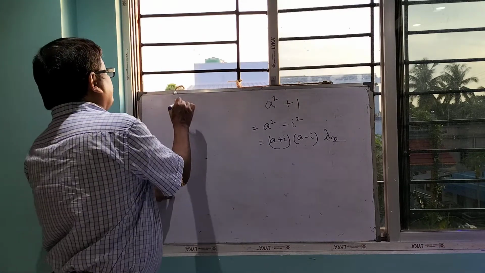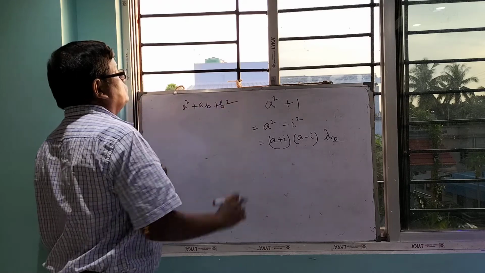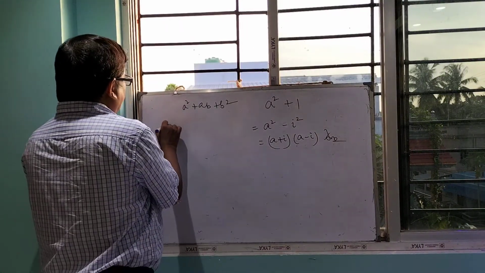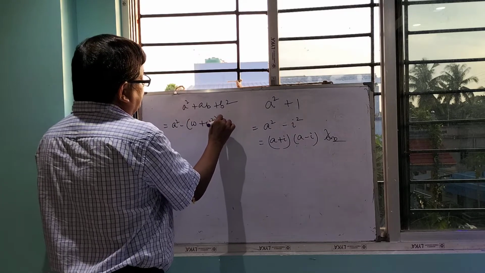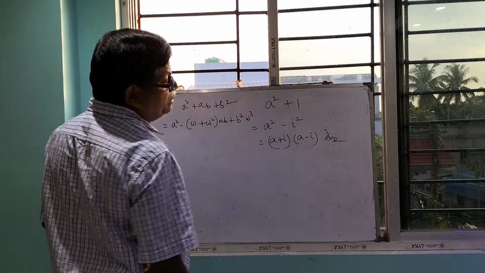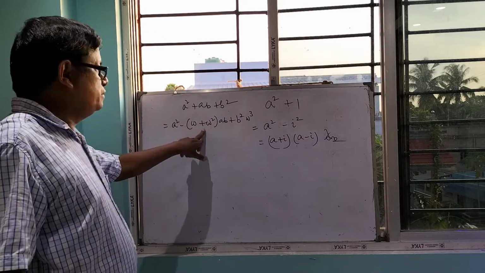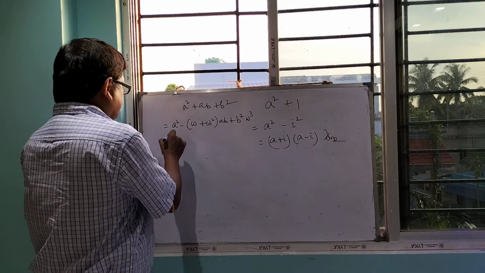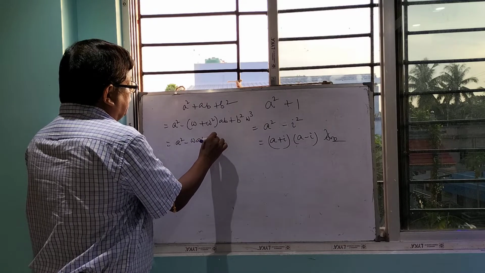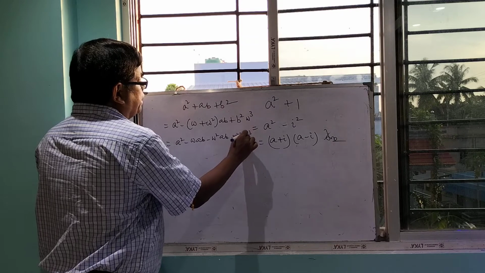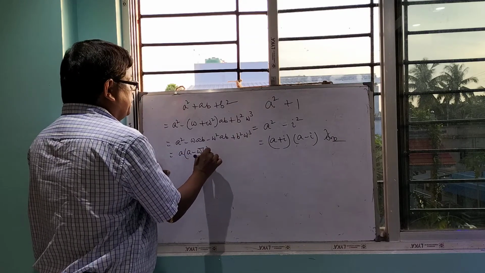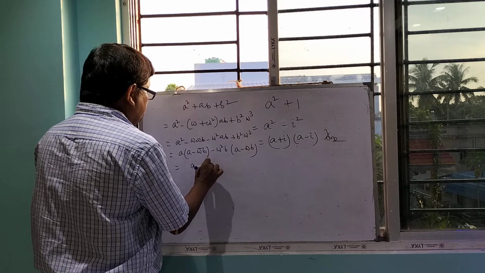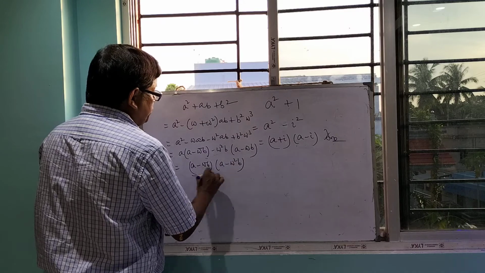Again, suppose a square plus ab plus b square. So you can write here a square minus omega plus omega square ab plus b square omega cube. See, this value is minus 1, so it will be plus 1, and omega cube is 1. Now multiplied, a square minus omega ab minus omega square ab plus b square omega cube. Take a common: a into a minus omega b, minus omega square b into a minus omega b. That is a minus omega b into a minus omega square b. This is the answer.